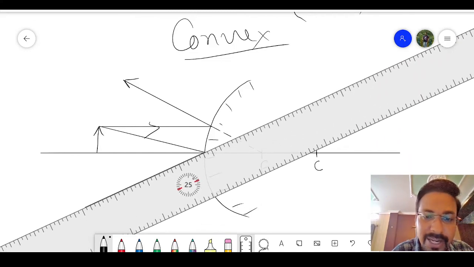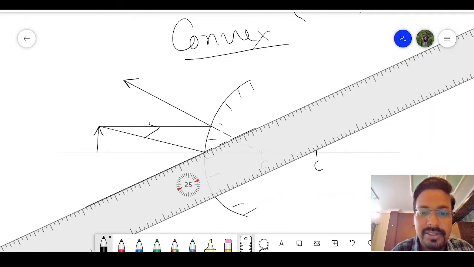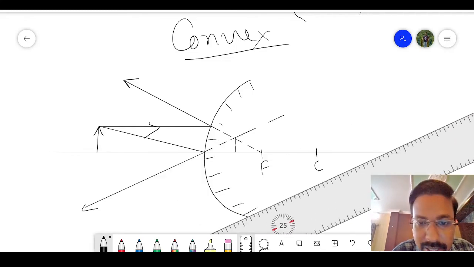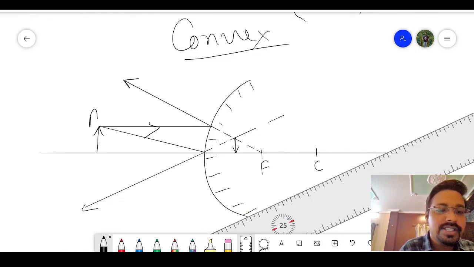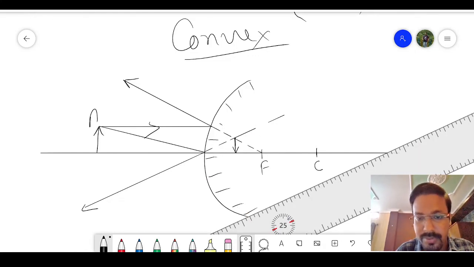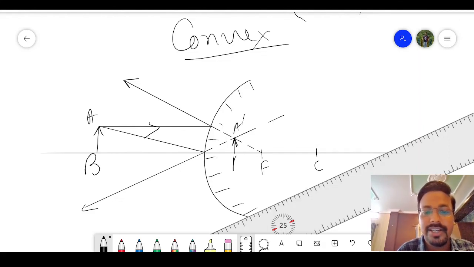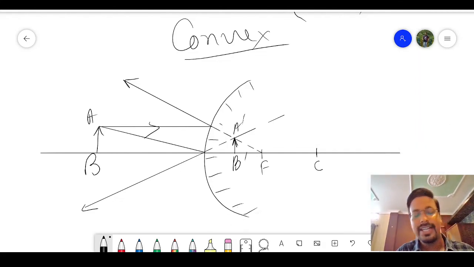Now again we are going to do the same thing. We are going to trace it back because they can't meet on this side. So as it moves on this side, here our image will be formed. So if this is the object, I'm sorry, here it will be like this. So if this is AB, this is going to be A dash and B dash. Okay, that's how we draw for convex mirror. Very simple diagram. Anywhere you place the object, the image is always going to be formed here.